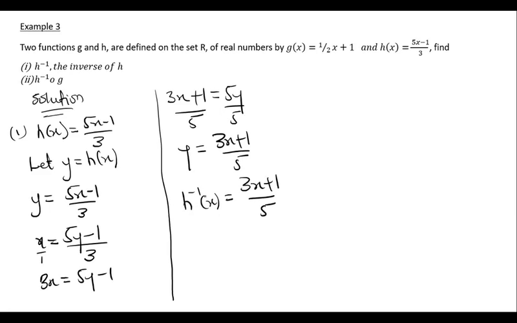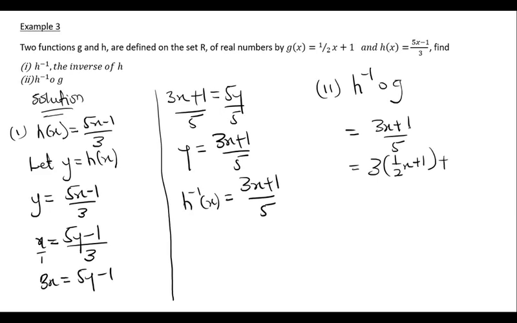Alright, now that we have our h inverse of x, we can go ahead and find the second aspect of the question, that is asking us to find h inverse of g. So this is equal to, we write the h inverse of x, which is 3x plus 1 divided by 5. Then in place of x, we substitute the function g, which is half x plus 1. So we have 3 into bracket half x plus 1, then plus the 1 that is outside, divided by 5.